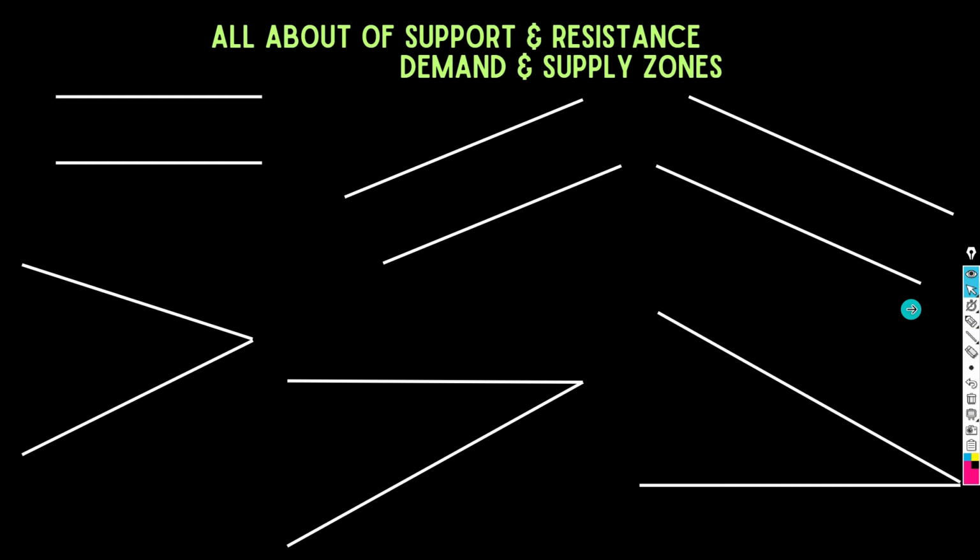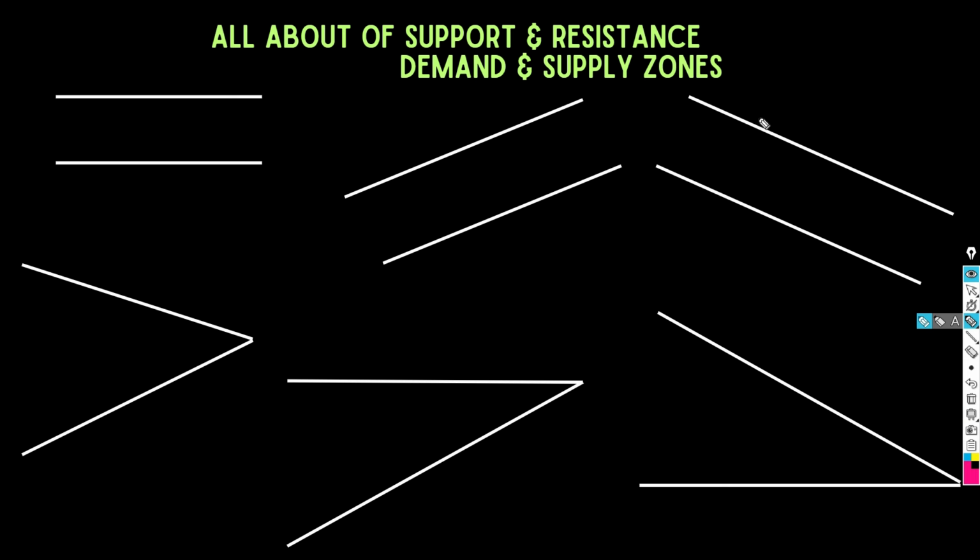Now see guys, trading is all about support and resistance, all about demand and supply zones. That's it. If you have another thought process, you are messing yourself up. Now, you might be wondering what all these junk lines are. Let me try to explain. This is my price action, and if you look at the patterns, this is called your parallel pattern.